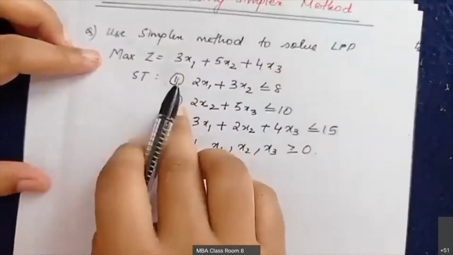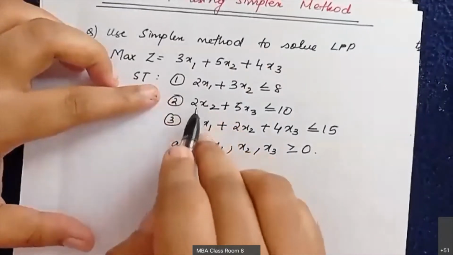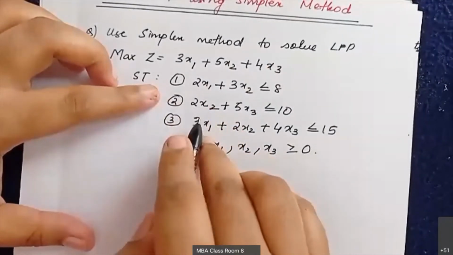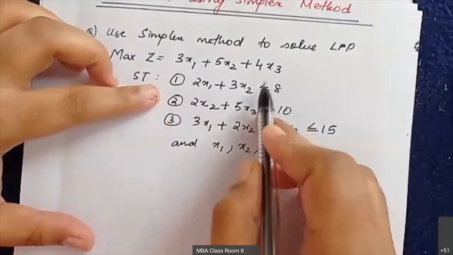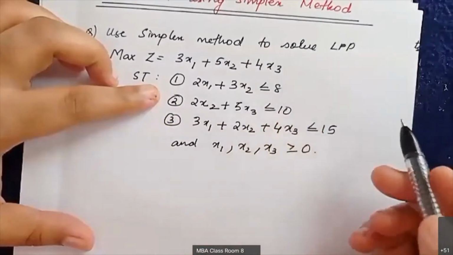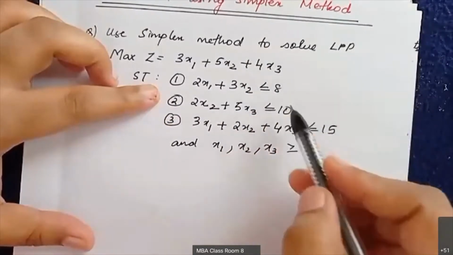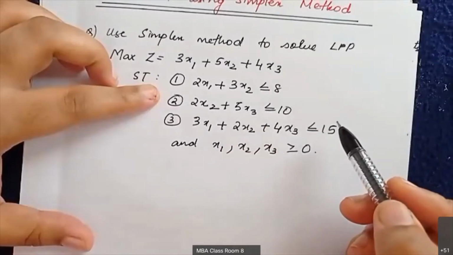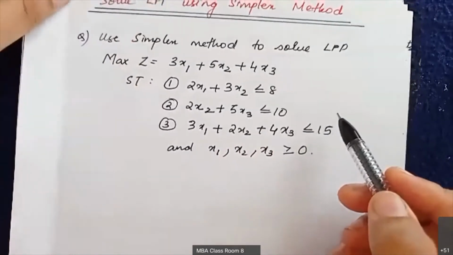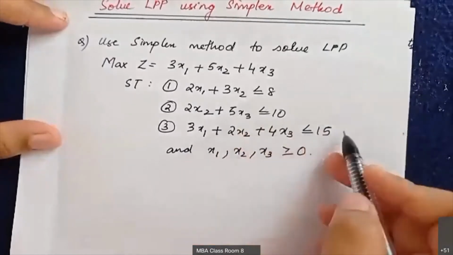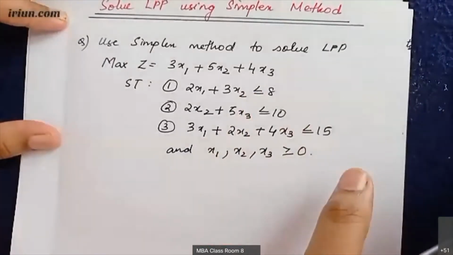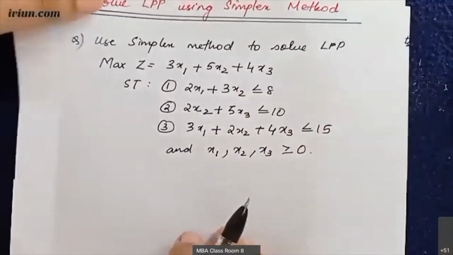Next step is you have to check the constraints. These three are the constraints. You have to check if the right-hand side is a negative number or not. Is there any negative number on the right-hand side? Somebody tell me. No, there is no negative number on the right-hand side. So you don't have to worry. Again, we go to the next step.